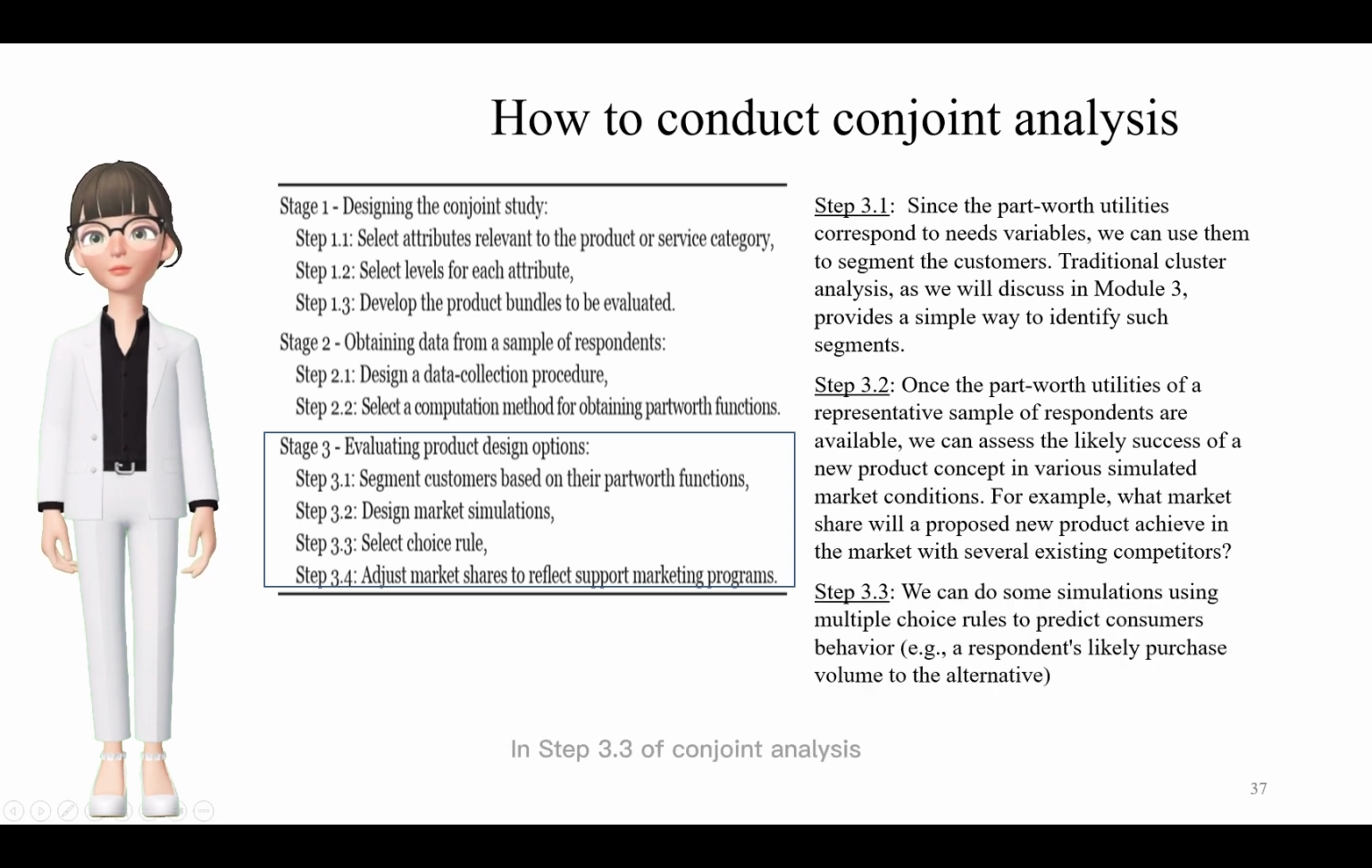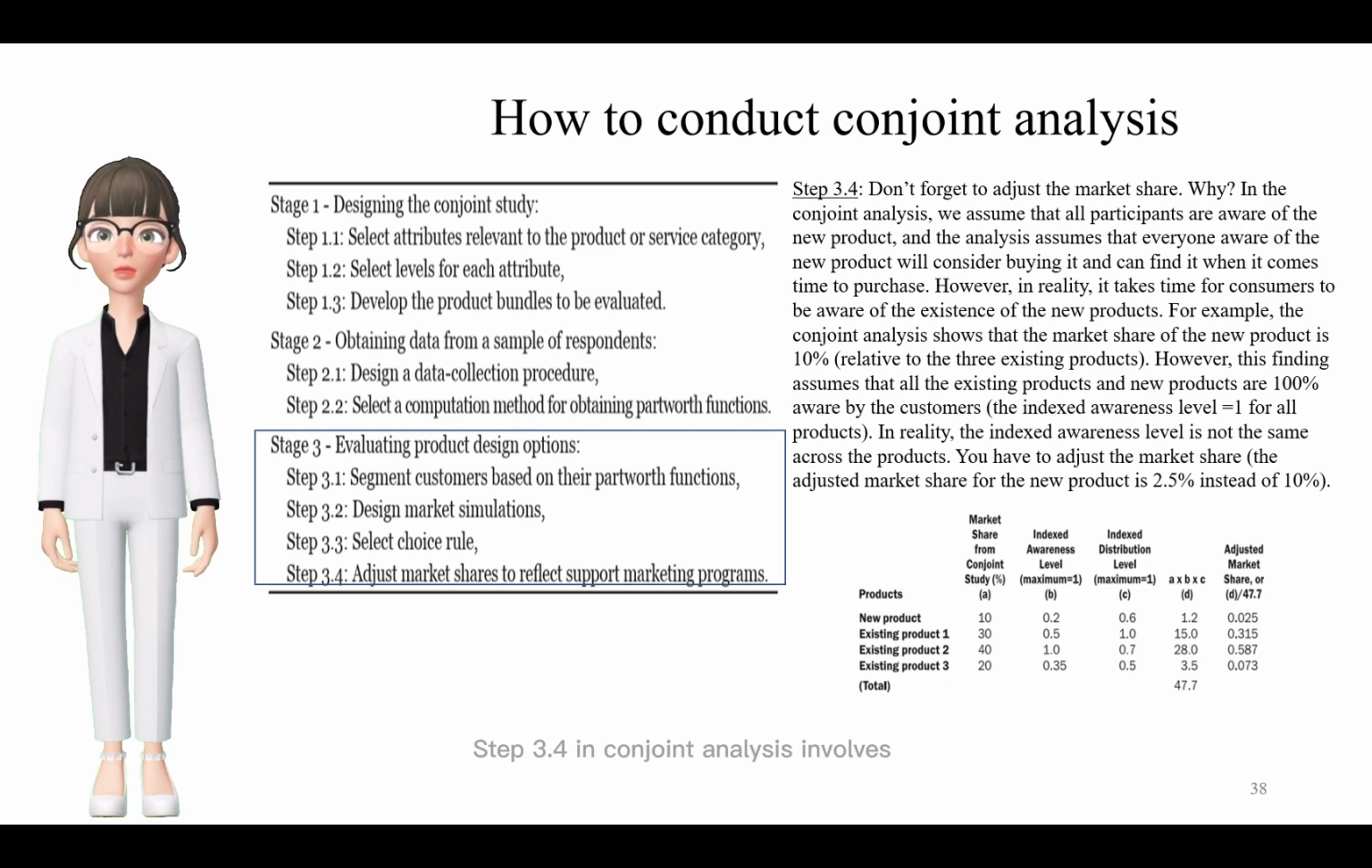competitors. In step 3.3 of conjoint analysis, a choice rule needs to be selected. The choice rule is responsible for converting part-worths into the product choices that customers are likely to make. There are three commonly used choice rules, which include maximum utility, shareable utility, and logit. Each rule has its advantages and disadvantages, but they all aim to distribute purchase volume across different product bundles based on their relative utilities. A detailed explanation of these choice rules will be provided in the next class.